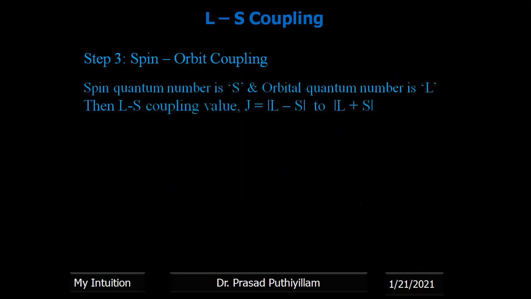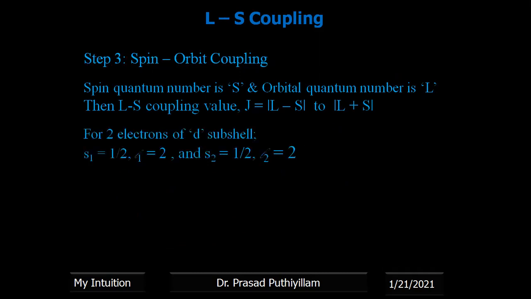Now the third step, that is spin-orbit coupling. The spin quantum number is S and the orbital quantum number is capital letter L. Then the LS coupling value J can be calculated as modulus of L minus S to L plus S. For two electrons of the d subshell, S1 will be half and S2 is another half, the spin values of the individual electrons, and L1 represents the d orbital, that value is 2. L2 also represents 2. Therefore, S is equal to 0, 1. The spin coupled values are 0 to 1.